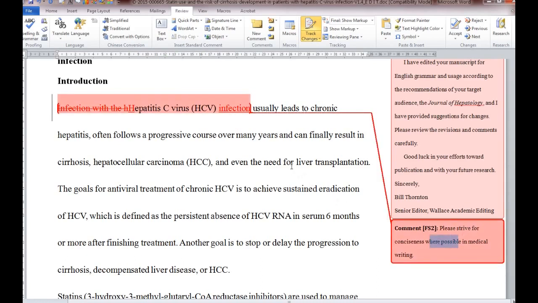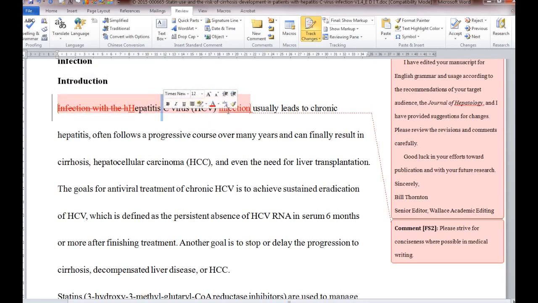Please strive for conciseness where possible in medical writing. Now, I do have where possible. Conciseness is not always the most important aspect of a construction or a sentence. We don't want to sacrifice clarity. We also don't want to make a clause or phrase more concise and in the process make it wordier.